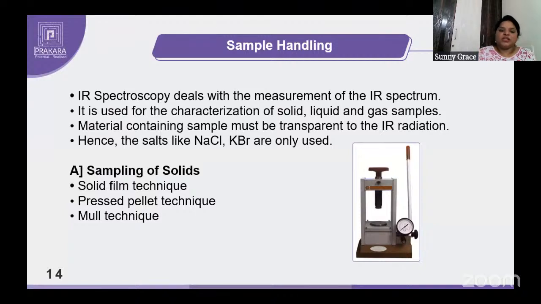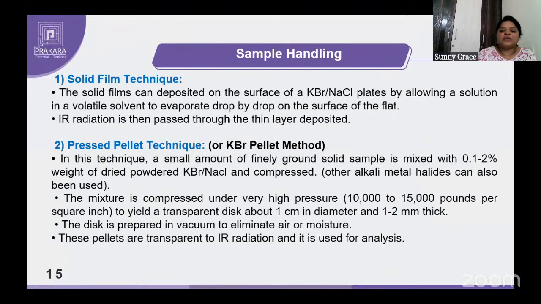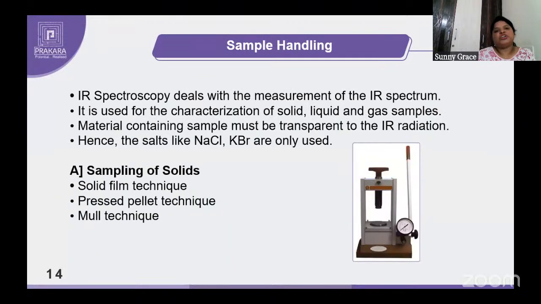So IR spectroscopy deals with the measurement of IR spectra. It is used for the characterization of solid, liquid, and gas samples, and whatever material we are using for the sample handling should be transparent throughout the IR region. So generally we'll be using NaCl, that is sodium chloride, potassium bromide, or thallium bromide. These kinds of materials you will be using for sample handling. So let's see the sampling of solids. Generally sampling of solids consists of different techniques. The first one is the solid film technique, then the pressed pellet technique, and the mull technique.